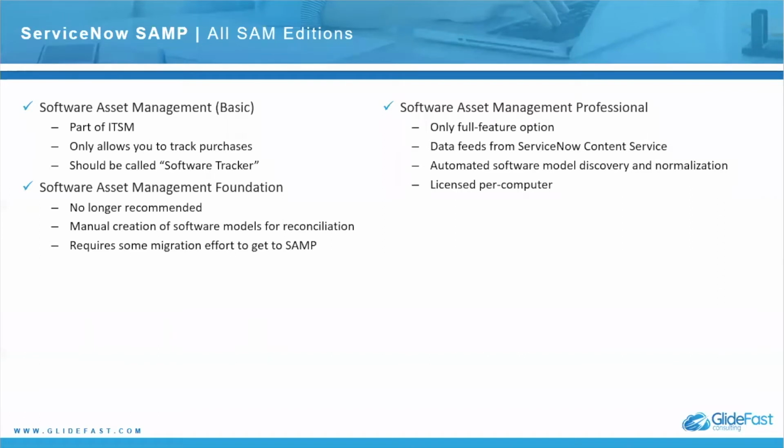And then the licensing for SAM Professional, the last I looked, is per computer licensing. A little bit different than how Discovery used to be licensed. Discovery was per node because there are different types of objects that you could hit. But with SAMP, it's licensed per computer, so per end device that software could be installed on, which is really only going to be computers. There aren't other types of devices that can have software.